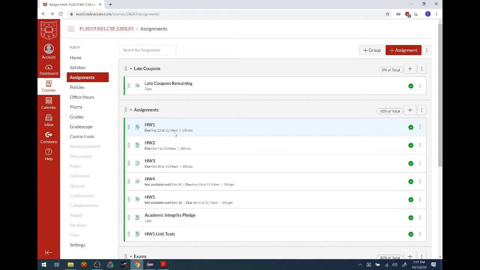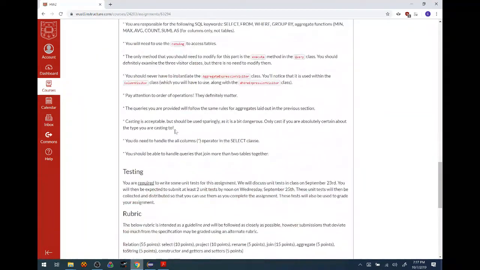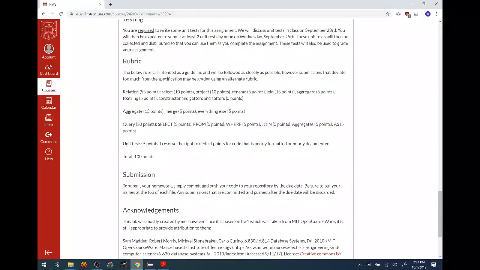Well, but it says aggregate is 15 points, but it's only 5 and 5. Oh, so I either screwed up my math or I screwed up my math. That's what it sounds like to me. I mean, yeah, you're right, it does. It says 5 and 5. So that was probably intended to be 10.